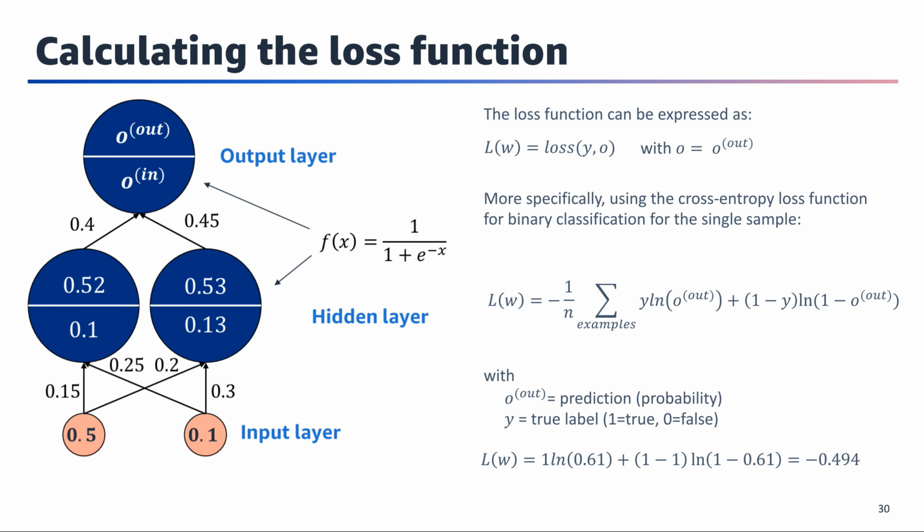Now that the model has completed forward propagation and generated a prediction, you need to evaluate the predictions. The loss function evaluates the model predictions, O, against the true labels, Y. Because this example describes a binary classification problem, a suitable loss function is cross-entropy loss. By using the predictions, the loss function computes the loss to be minus 0.494.